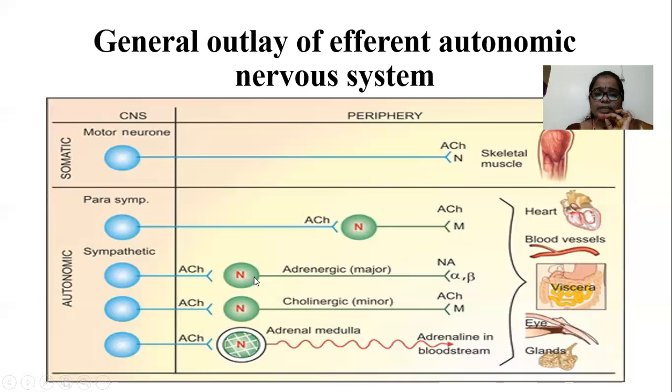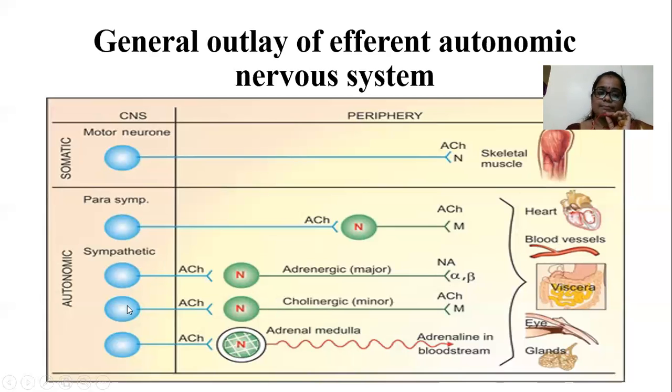Here the postganglionic neurons receive the signals from the autonomic ganglion. Then this sympathetic postganglionic neuron releases the major neurotransmitter, NA. NA means noradrenaline, also known as an adrenergic neurotransmitter. This adrenergic neurotransmitter binds with what kind of receptors? That is alpha receptors and beta receptors. These alpha and beta receptors are present on the heart and blood vessels.